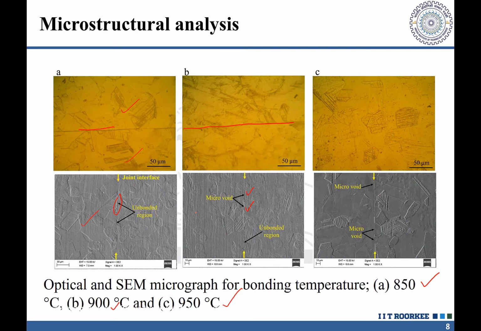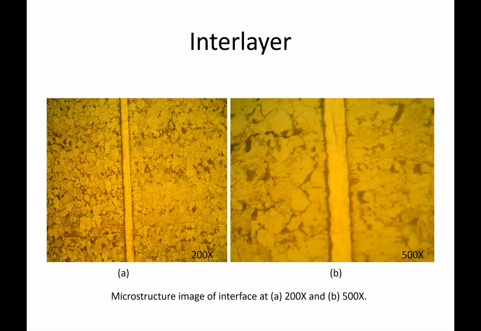So when we increase the temperature further to 950 degrees centigrade, we'll notice that the interface line has almost vanished, and if microvoids are there, they are very thin and very localized here and there. So it is important that the unbonded area and the size and proportion of these microvoids is characterized carefully, to see the way in which the proportion of this unbonded region changes as a function of temperature.